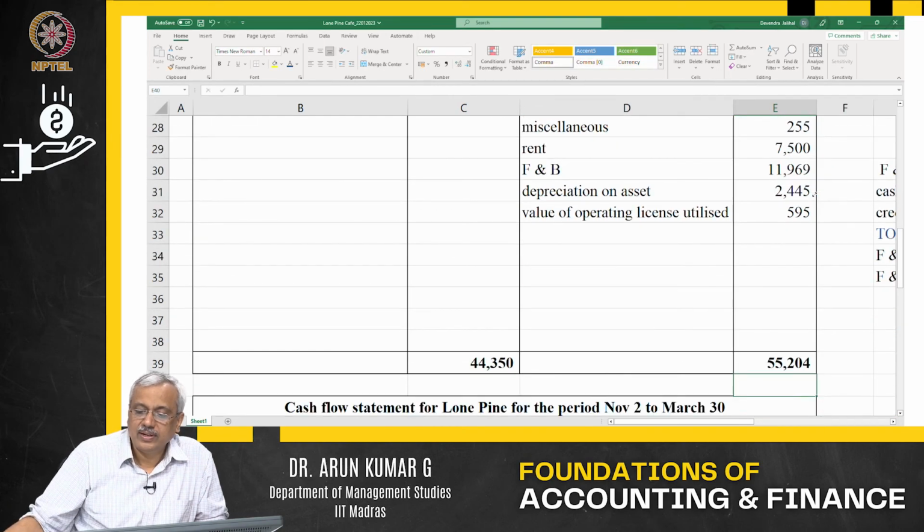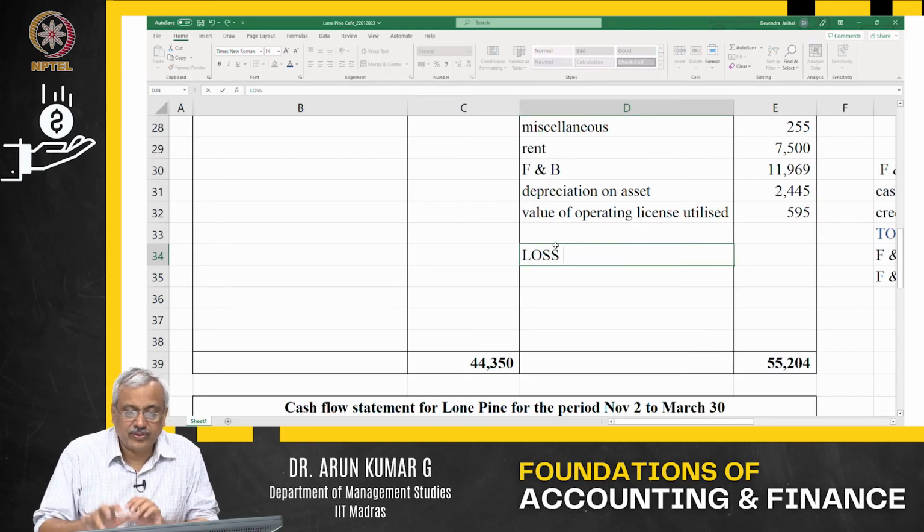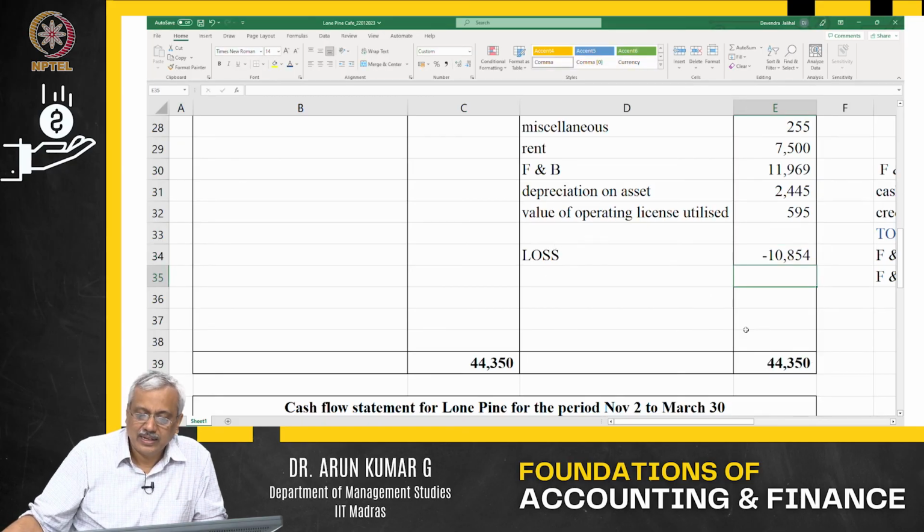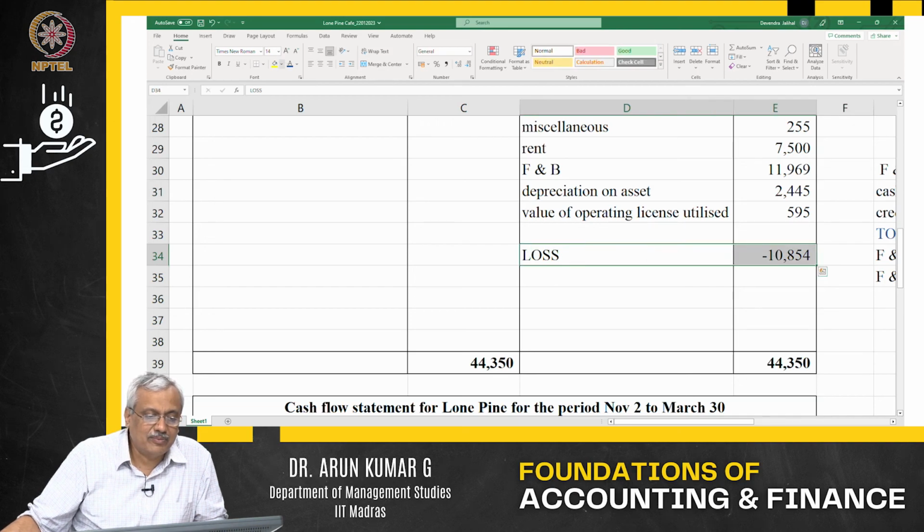Now what happened? My revenue is 44,350. My expenditure is 55,204. That means expenditure is more than income, which is obviously nothing but a loss. What is the loss? 44,350 minus 55,204 is a loss of $10,854 that I have incurred in the process.